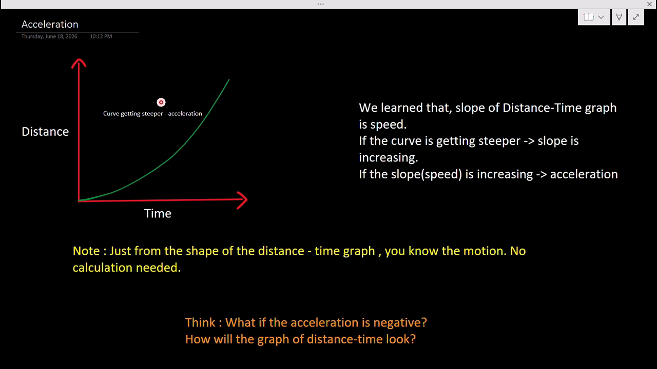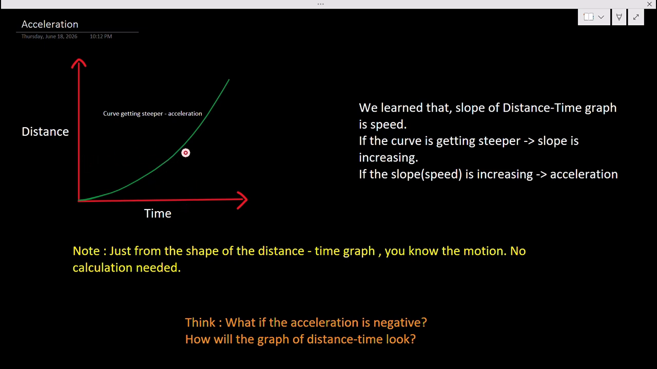Okay, so this is the graph which I talked about. This is case 3. This is a distance time graph, and the curve is going steeper. Now, what does that mean? We learned that the slope of a distance time graph is speed, right? So how do we calculate the slope? We calculate the slope based on y by x, right?